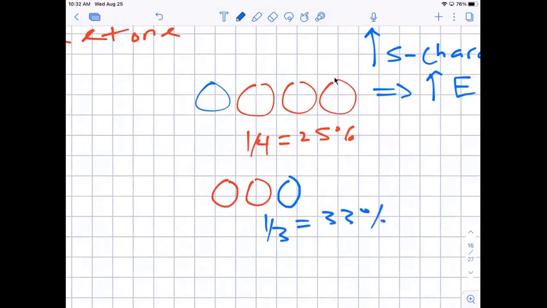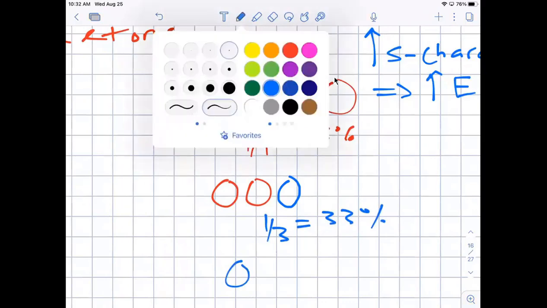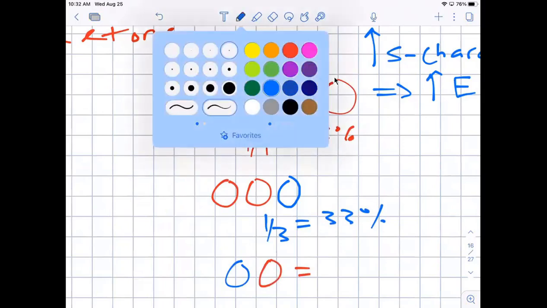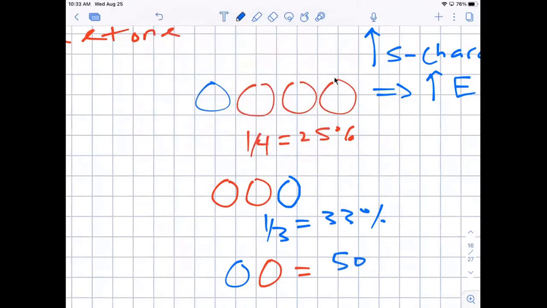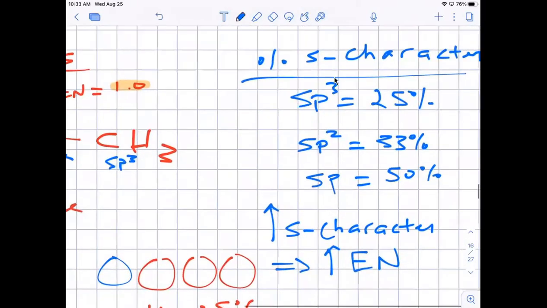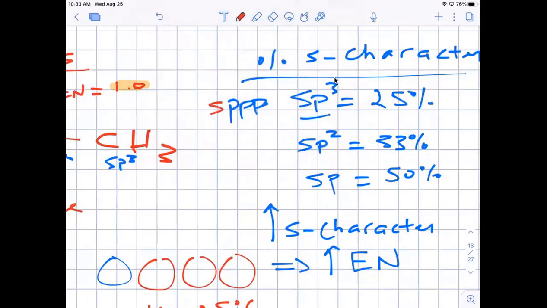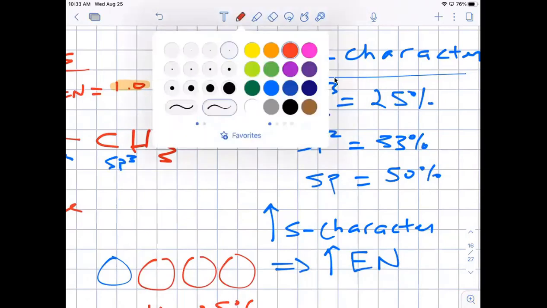If I have 2 balls and one is blue and one is red, what percentage of that is blue? 1 out of 2, or 50%. Is that right? Yes. So when I make my hybrids, if I've got 4 things, S and then 3 Ps, that's what sp3 is. It's mixing S and 3 Ps.